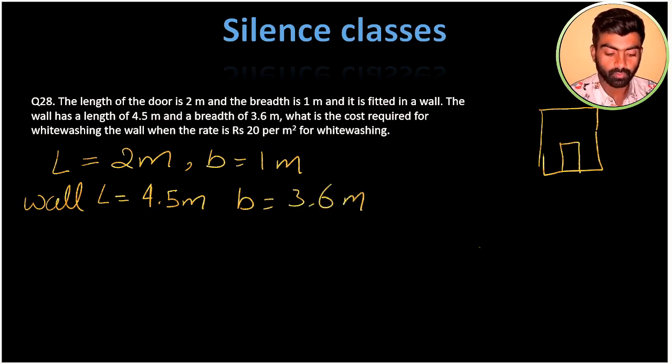What is the cost required for whitewashing the wall at a rate of 20 per meter square? Meaning for each square meter, we have to pay 20 rupees. First of all, we will find the area of the wall and the area of the door. Once we subtract them, we will get the area to be whitewashed.